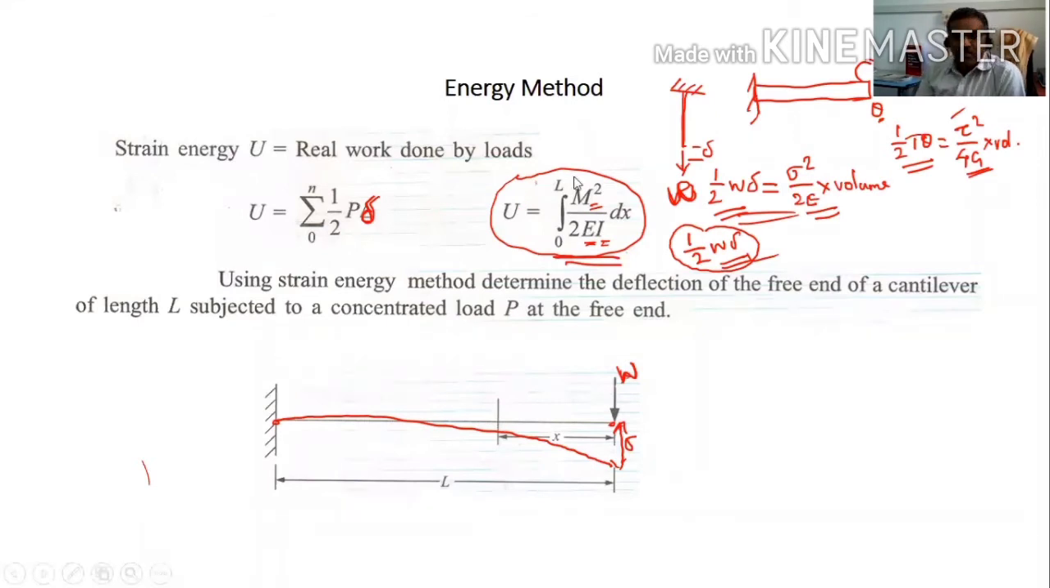Now, for a cantilever beam, we are going to calculate the strain energy stored and work done. From the equations of work done and strain energy stored, we can calculate the value of delta. For a cantilever beam subjected to a load at the free end, what is the value of delta? You may remember that it is W into L cubed divided by 3EI. So this is the value of delta.